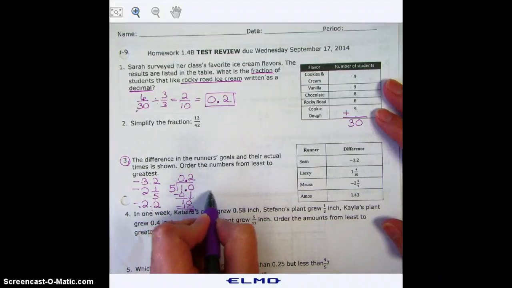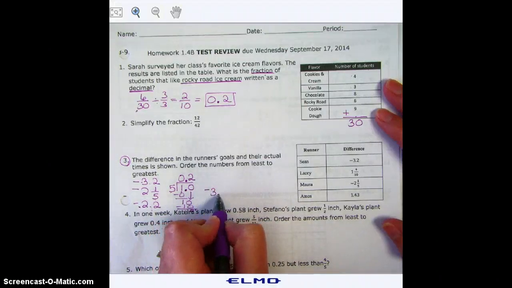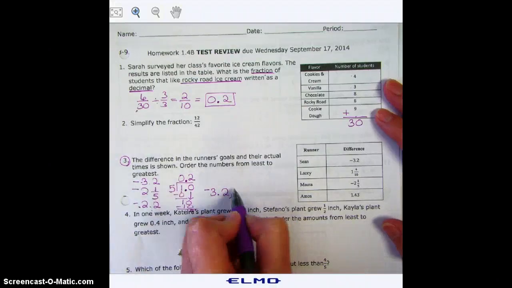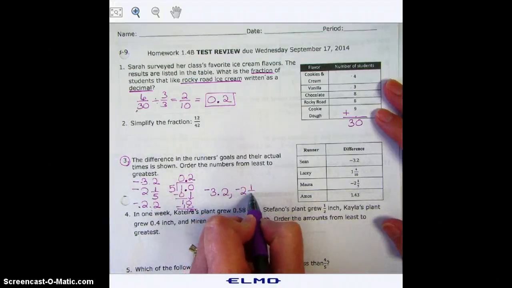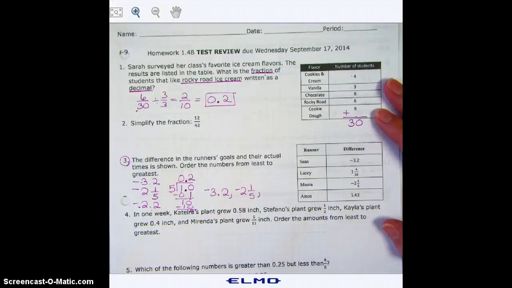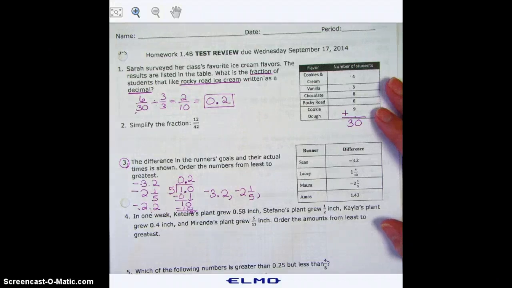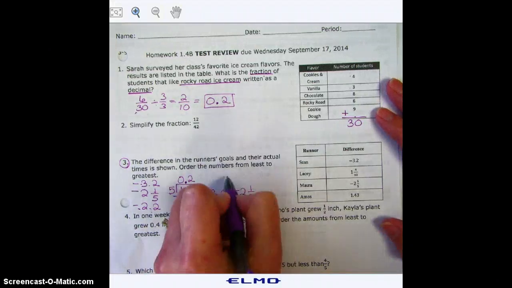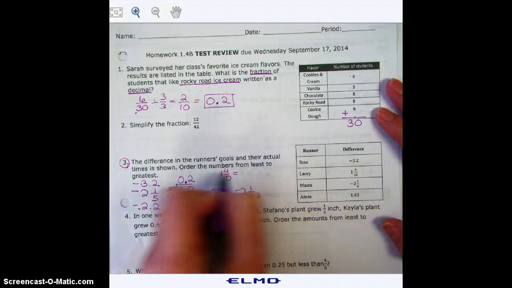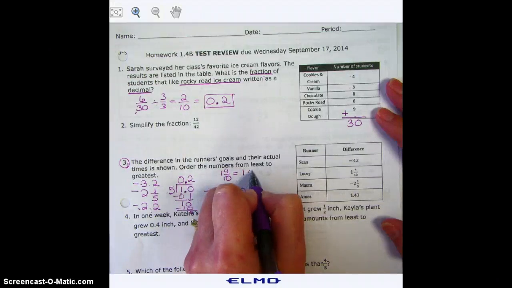So we're going to go ahead and write -3 2/10 first. And then we're going to write -2 1/5 next. And then we're going to go ahead and move on to Lacey and Amos. Lacey is 1 4/10, which means it can be converted to a decimal as 1.4, with 4 in the 10ths place.